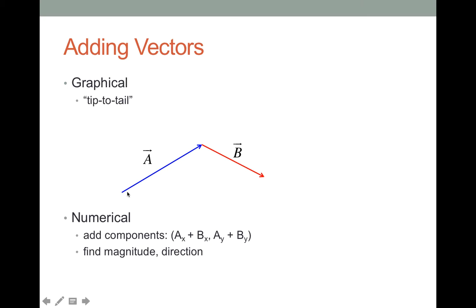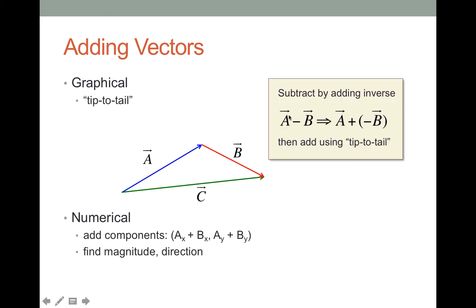The sum is kind of like, imagine you walk in this direction, then you walk in that direction, and the sum is what is the single path you could have taken to get to your destination, and that would be going straight from the beginning of the first to the end of the second. So this green vector right here would be the sum of the 2. So this is adding them tip to tail, and this right here is tip to tail. Make sure you don't add them so both their tails are together, and then connect the tips, because then you won't get their sum.